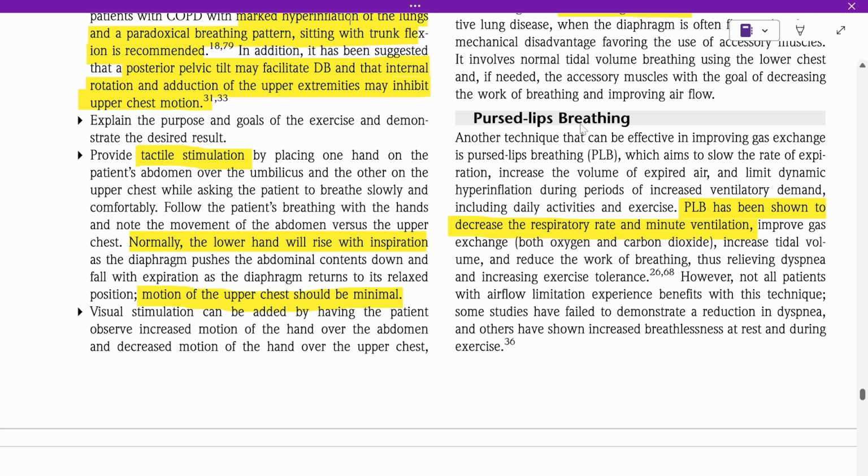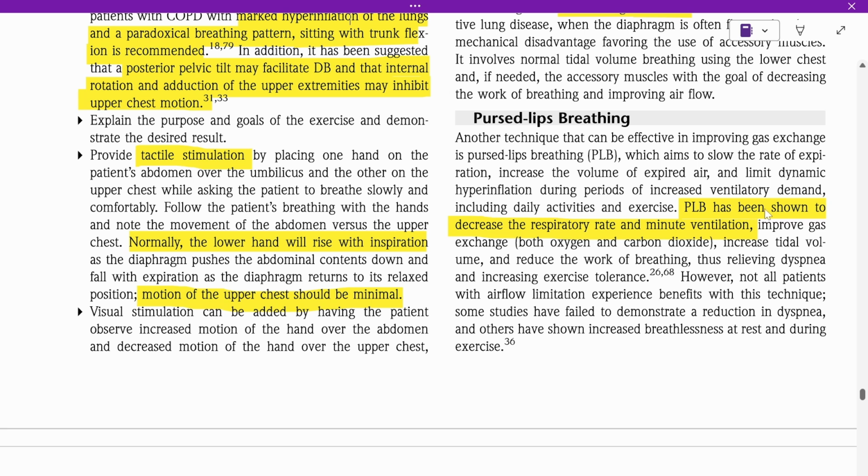Pursed lips breathing. Another technique that can be effective in improving gas exchange is pursed lips breathing, PLB, which aims to slow the rate of expiration, increase the volume of expired air and limit dynamic hyperinflation during periods of increased ventilatory demand, including daily activities and exercise.